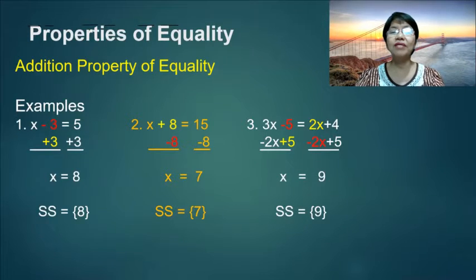Also, we have here a -5. So to remove this -5, we add +5 on both sides of the equation. So the resulting equation is x equals 9. The solution set is 9.